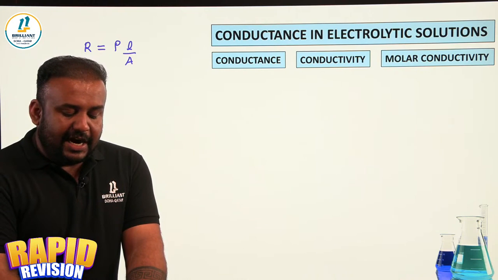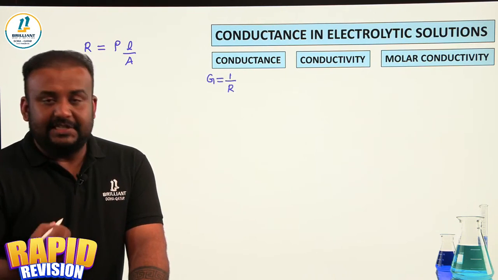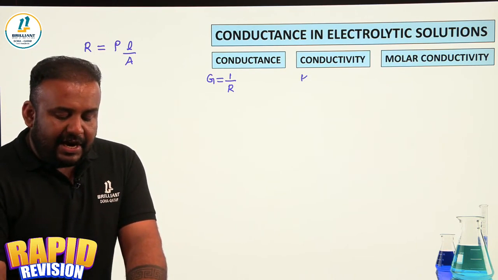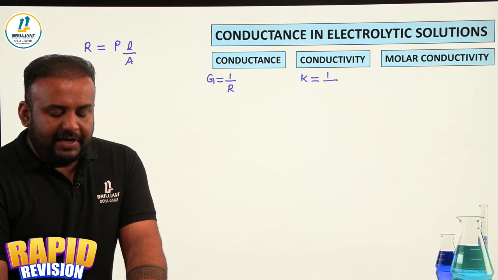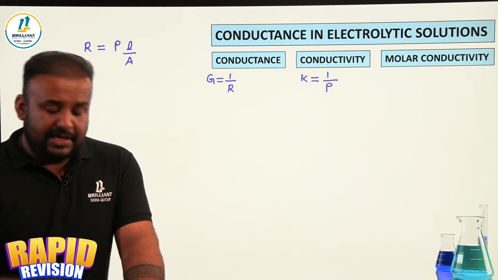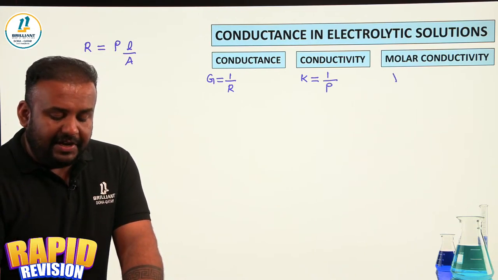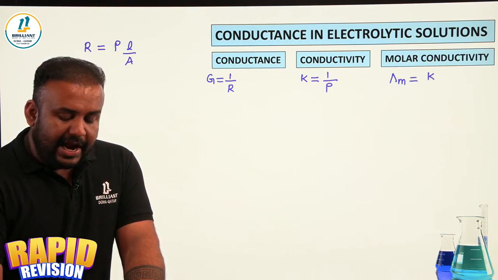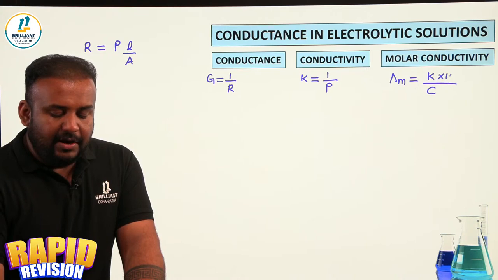Look here, what is conductance? Conductance is G, which is the inverse of resistance, 1 by R. Then what is conductivity? Conductivity is kappa, which is the inverse of resistivity. Then we have molar conductivity, which is lambda m, equal to k divided by c into 1000.